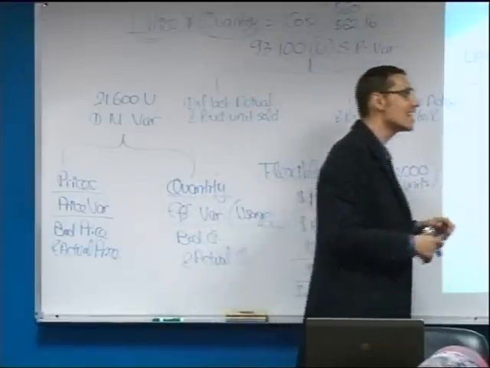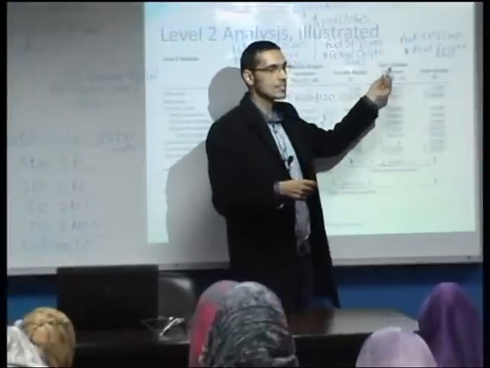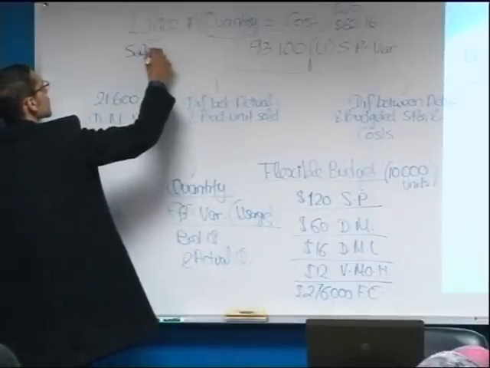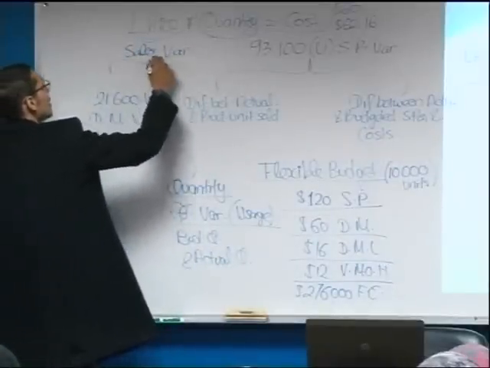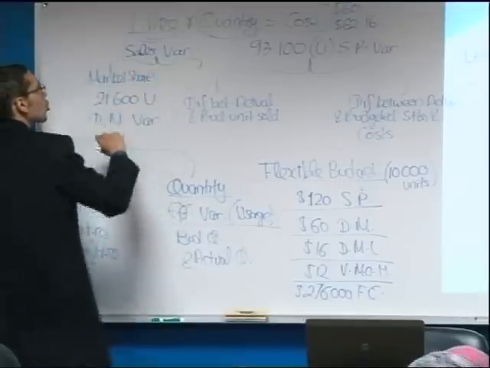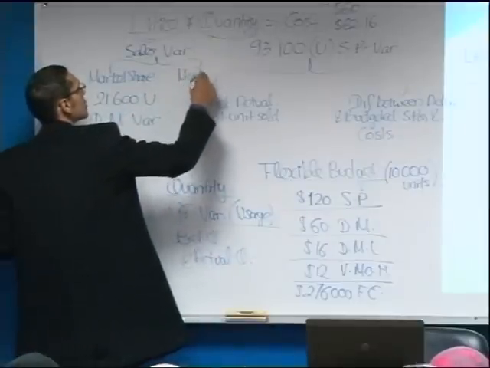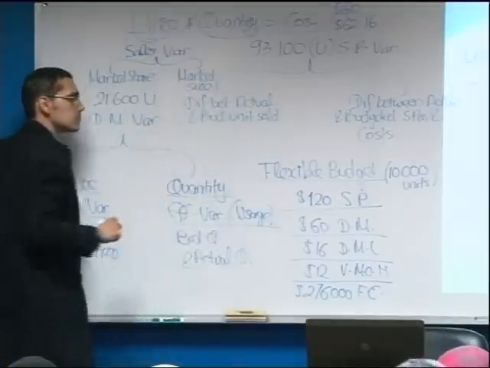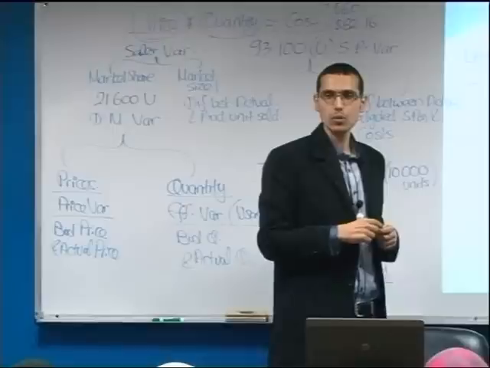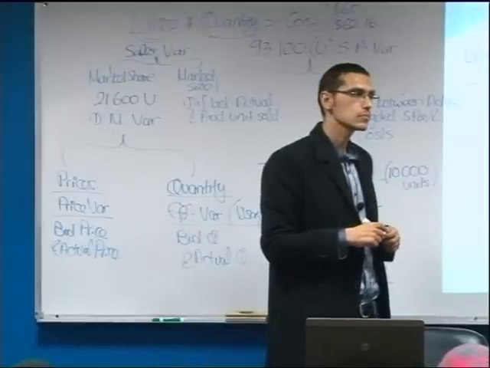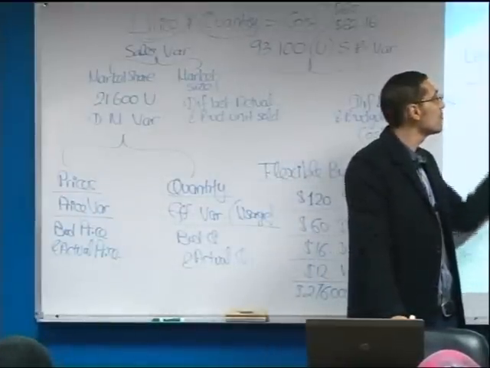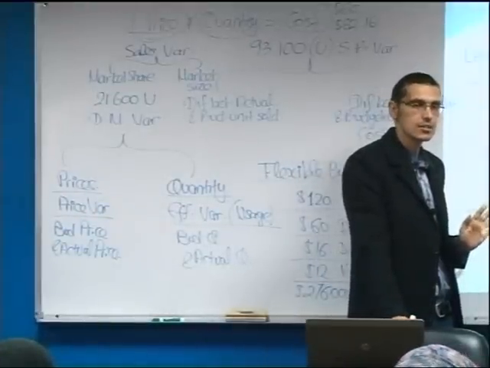Therefore, we could also analyze this sales volume variance into two causes. Cause number one is because of the market share. Cause number two is because of the market size. Any questions? Therefore, by this analysis, we have finished level 2 of our variance analysis.